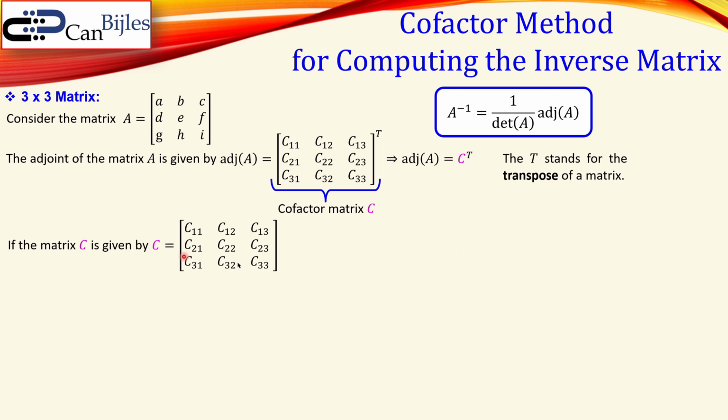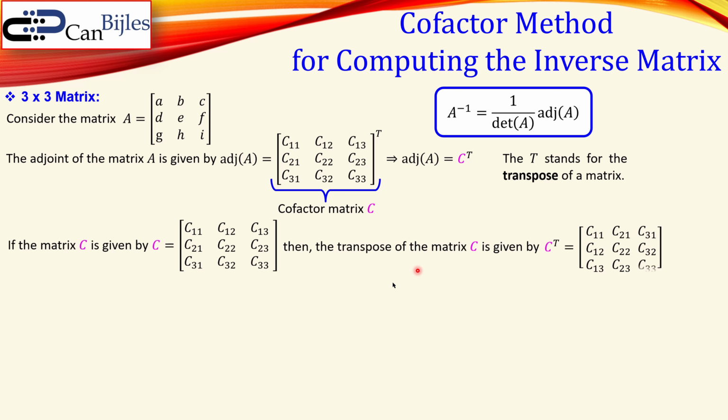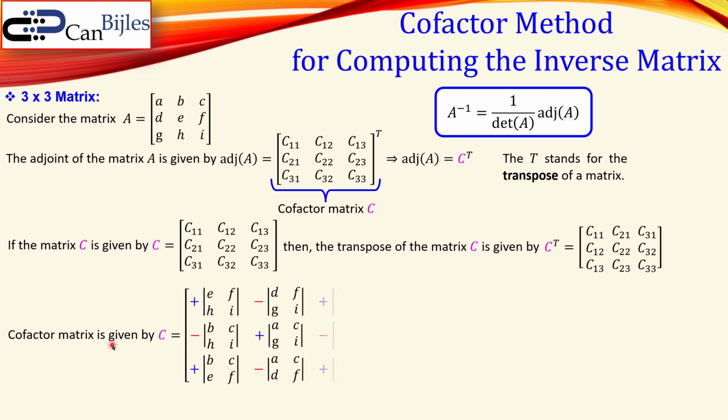So if this matrix C is given by these 9 elements, which are on their own again matrices where we calculate the determinants, this then will be converted by the transpose operation into this one. So from these rows, you make a column. That means transposing. The second row goes to a second column. Third row goes to a third column. That is how transposing works. And then the cofactor matrix is given by this operation.